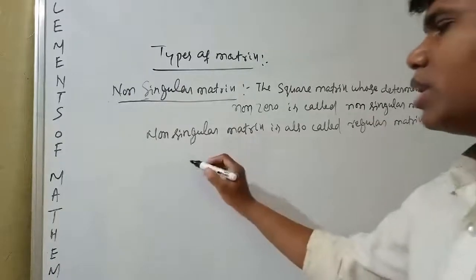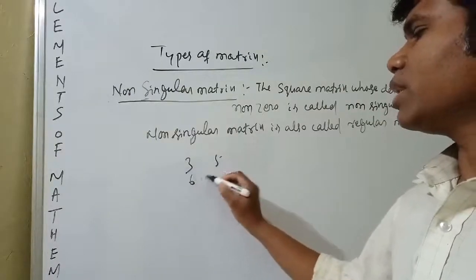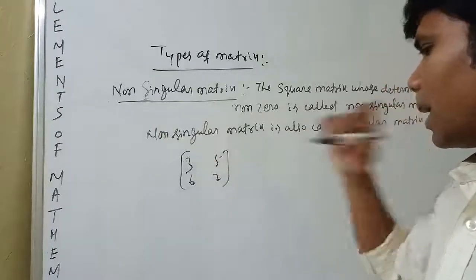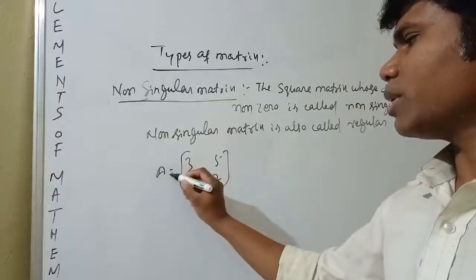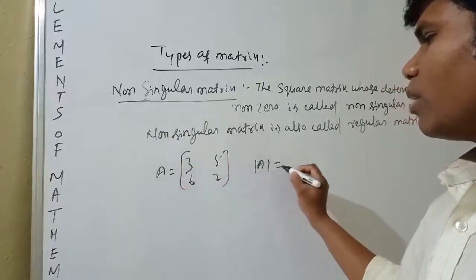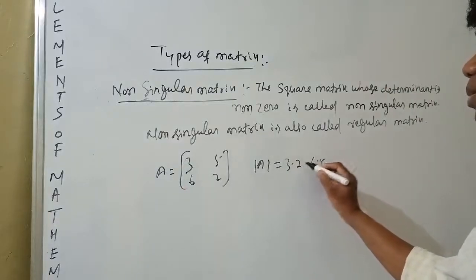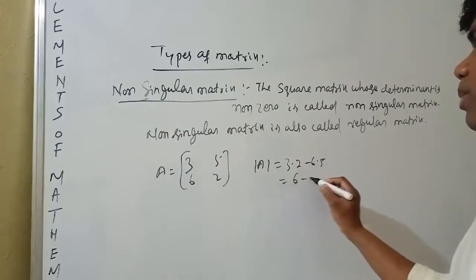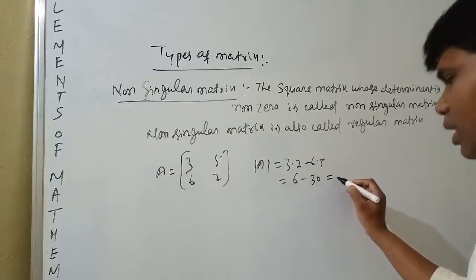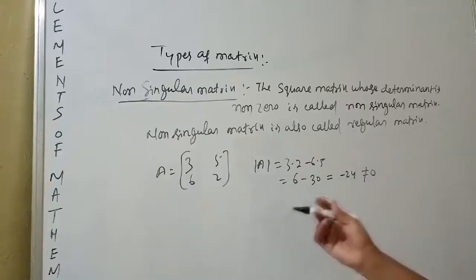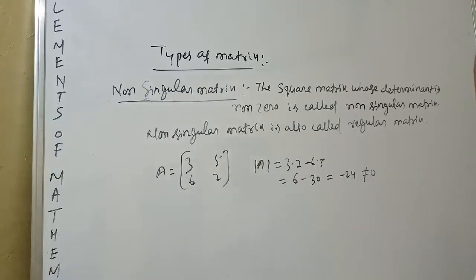Okay, for example, you see the matrix 3 5, 6 2. Suppose this is A. If you find mod A, meaning the determinant of A, that is 3 into 2 minus 6 into 5. 3 into 2 is 6, minus 6 into 5 is 30, which is equal to minus 24, which is not equal to 0. If the determinant of the matrix is not equal to 0, the matrix is called a non-singular matrix.